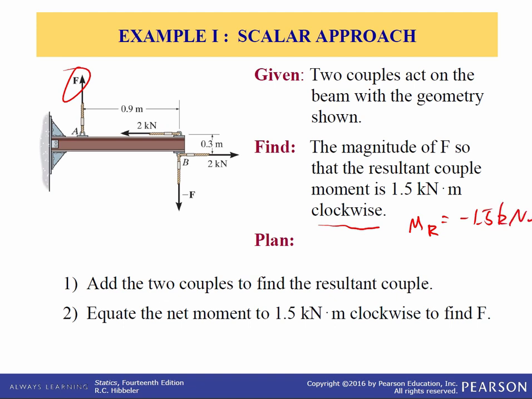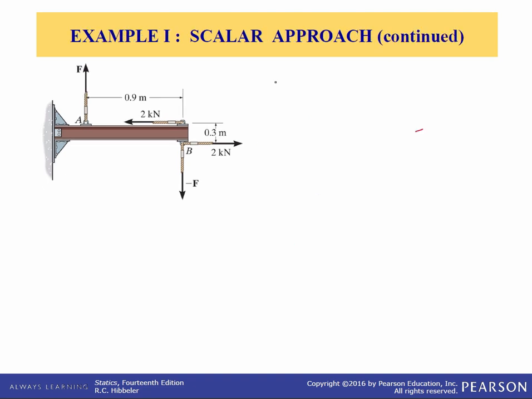So first we'll add the two couples together to find the resultant couple, and then we'll equate that net moment to the desired couple moment, 1.5 kilonewton meters clockwise. So let's calculate the moments. Let's do the F vector first. Its couple moment is going to be 0.9 times F, and it tends to want to rotate clockwise, so that's negative. So the moment is minus F times 0.9 meters.